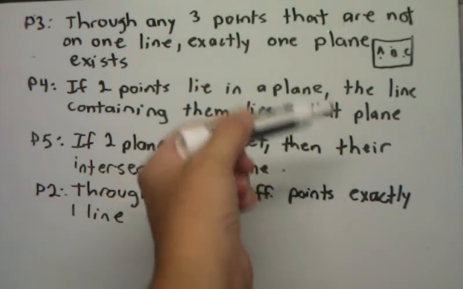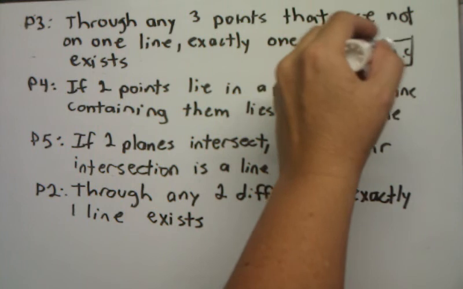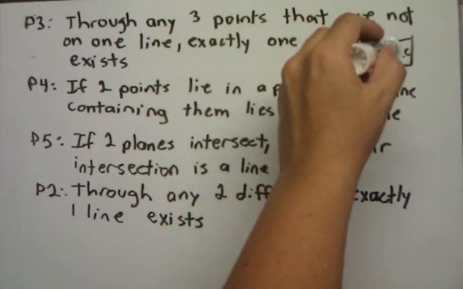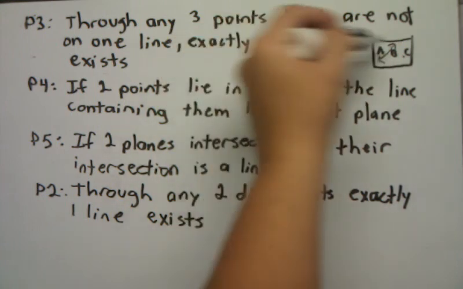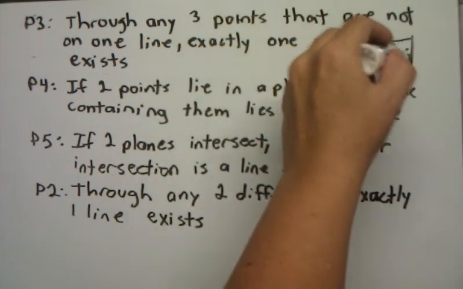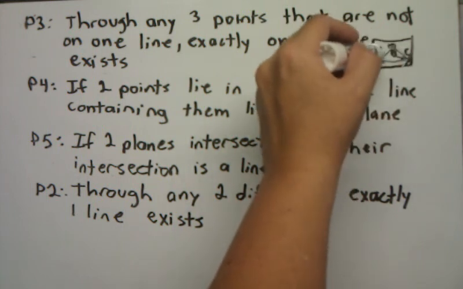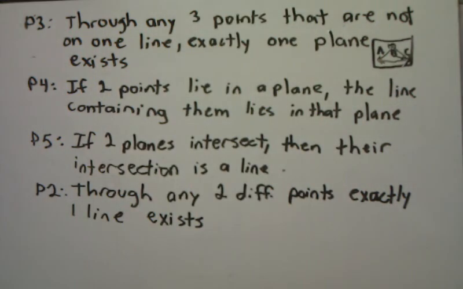this plane contains, there's A and B, so it's going to contain line AB. Line AB is on that plane. This says that line BC is on this plane. This says that line AC is on this plane. Okay? Because if the points are on the plane, then the line's on the plane.